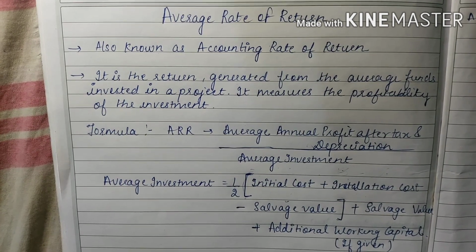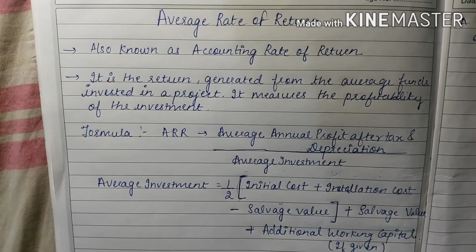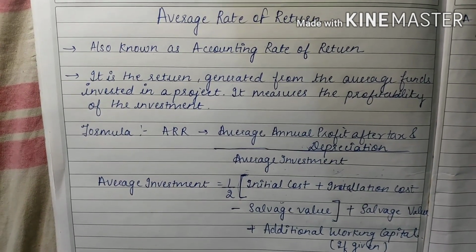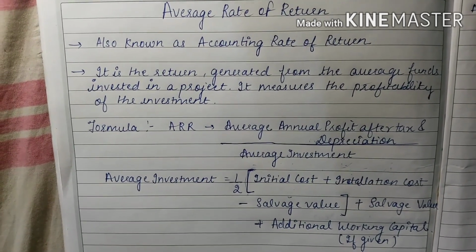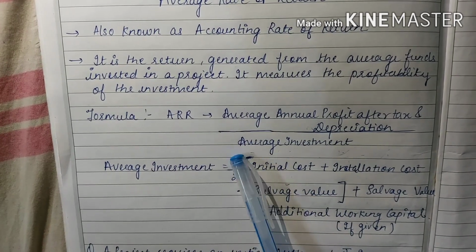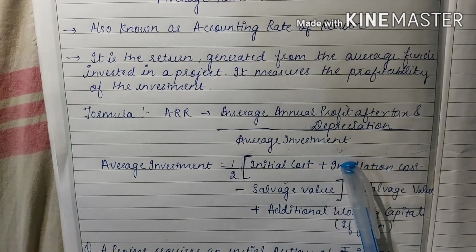Average rate of return. Average rate of return is also known as accounting rate of return. It is a return generated from the average funds invested in a project. It measures the profitability of the investment. The formula for calculating the average rate of return is average annual profit after tax and depreciation upon average investment.